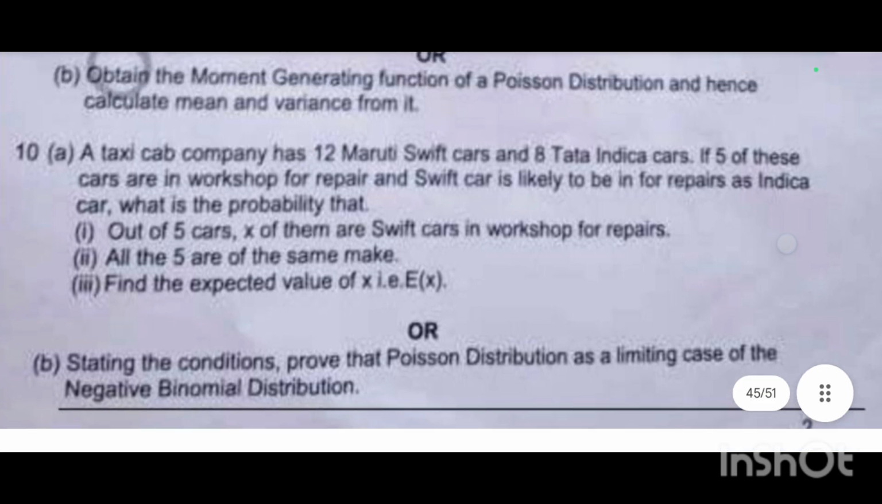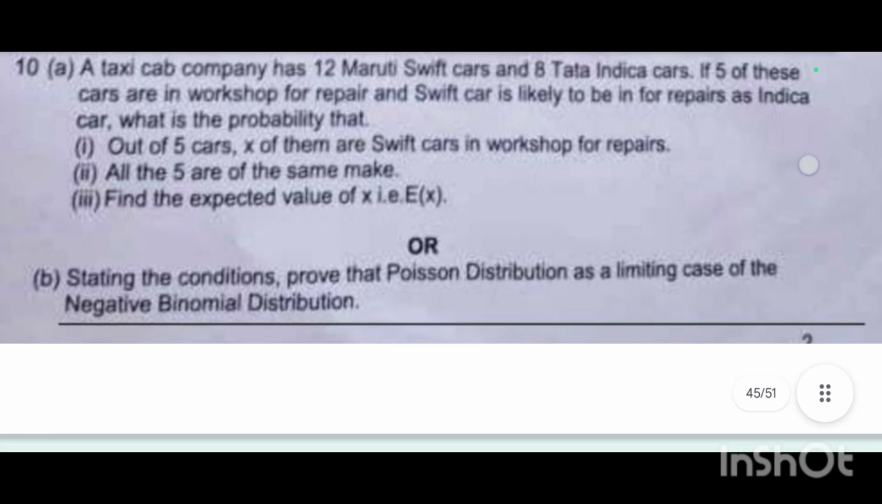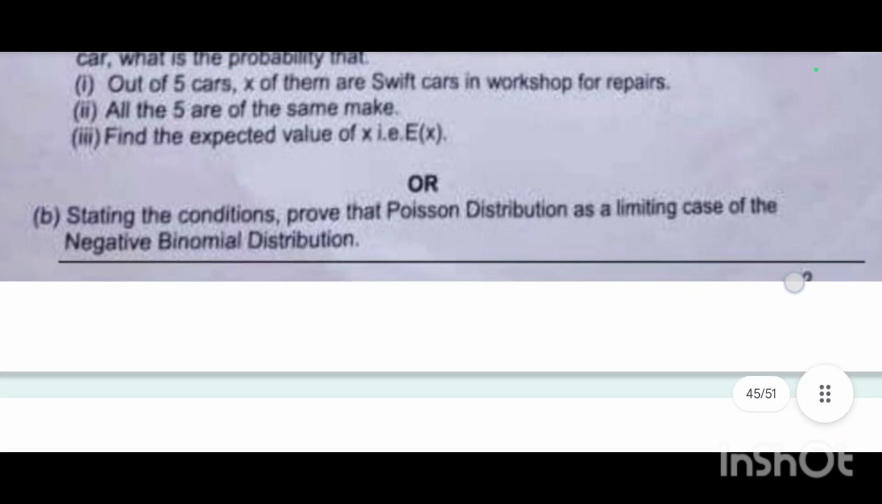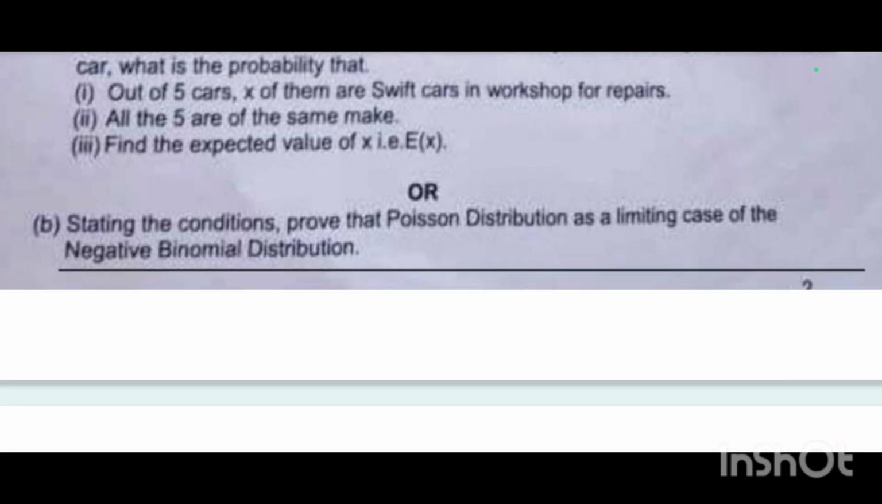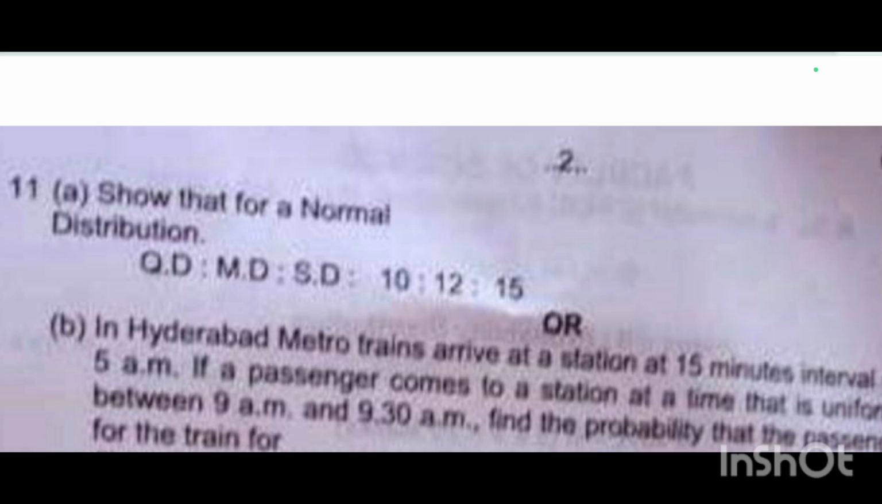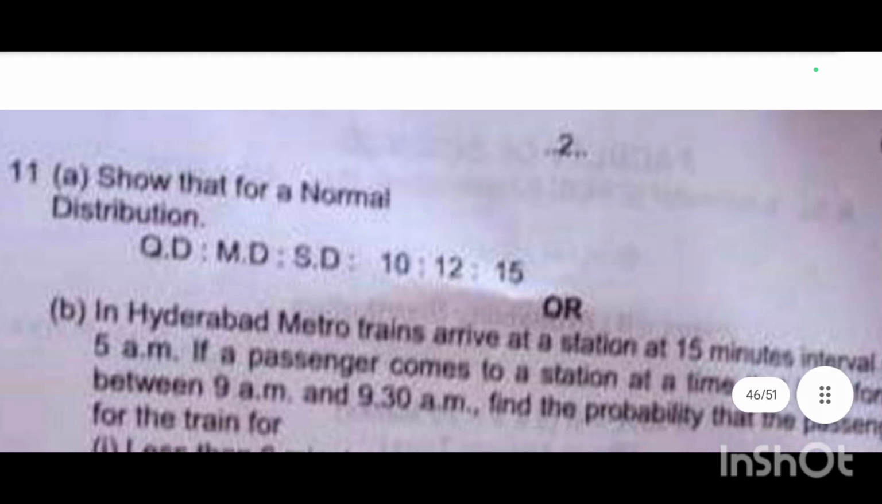Very important, a hypergeometric distribution application. Next, stating the conditions, prove the Poisson distribution as a limiting case of the negative binomial. Very important question. Coming to the next question in the normal distribution, that is unit number 3.